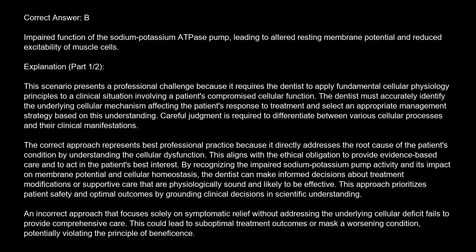the cellular dysfunction. This aligns with the ethical obligation to provide evidence-based care and to act in the patient's best interest. By recognizing the impaired sodium-potassium pump activity and its impact on membrane potential and cellular homeostasis, the dentist can make informed decisions about treatment modifications or supportive care that are physiologically sound and likely to be effective. This approach prioritizes patient safety and optimal outcomes by grounding clinical decisions in scientific understanding.